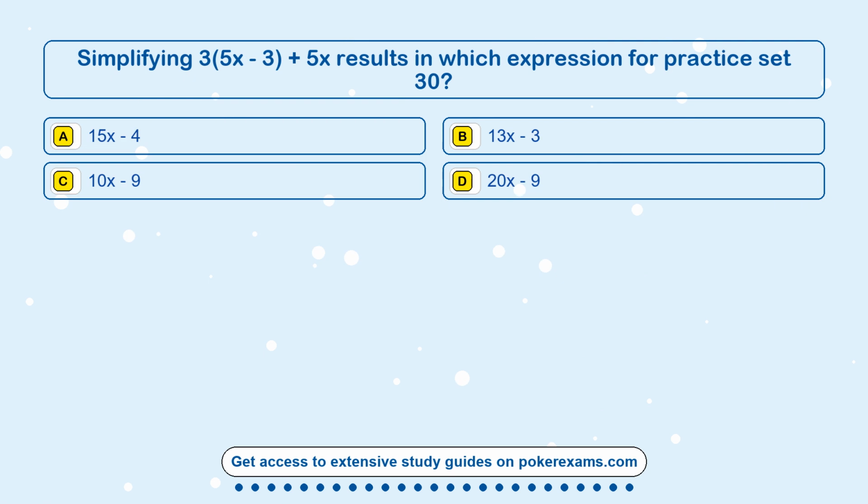Question 7. Simplifying 3(5x minus 3) plus 5x results in which expression for practice set 30? Option A 15x minus 4. Option B 13x minus 3. Option C 10x minus 9. Option D 20x minus 9.